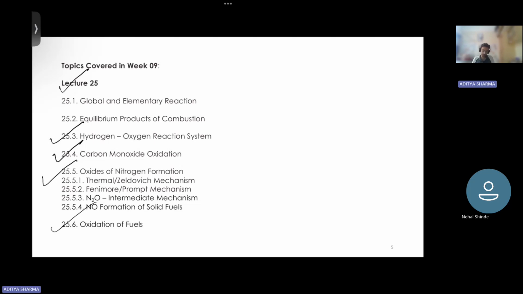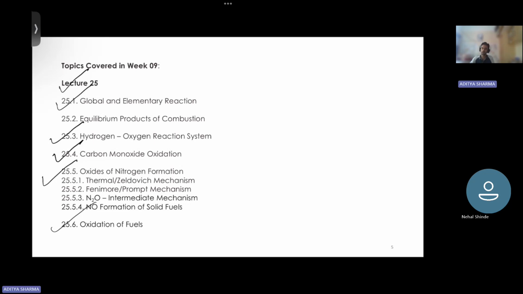So the lecture starts with the global and elementary reactions, the revision of global and elementary reactions that we have discussed in the previous two lectures. So the rate of fuel consumption, and what is a unimolecular, bimolecular, termolecular reaction, this has been discussed in this 25.1. Then is your equilibrium products of combustion.